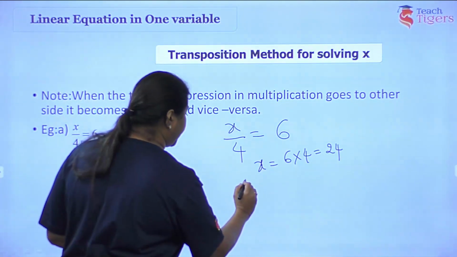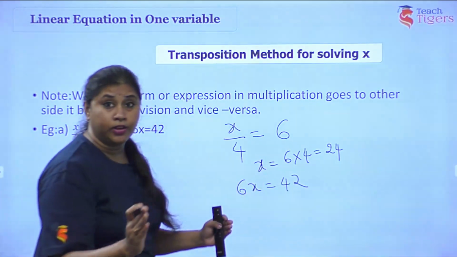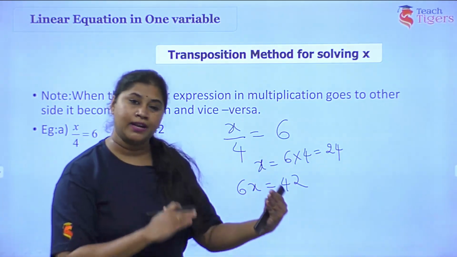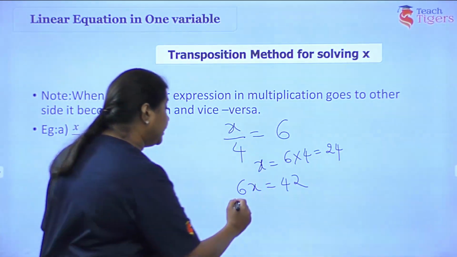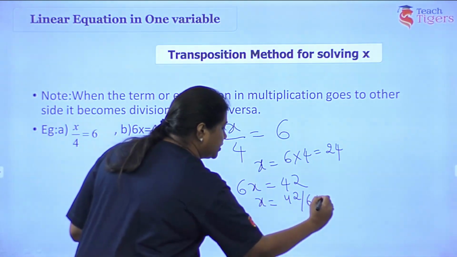So next problem I have, 6x is equals to 42 यार. अभी मुझे ना x value चाहिए. 6 तो बाजू में है. I don't want that 6. So what will I do? It is in multiplication, goes to the other side, becomes division. Okay. 42 by 6, which is 7.